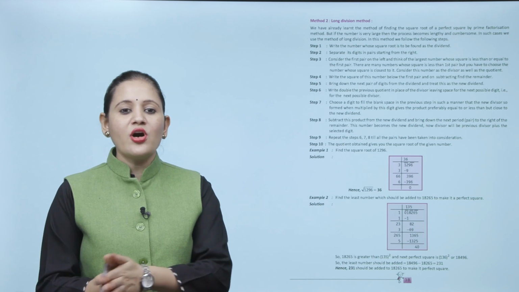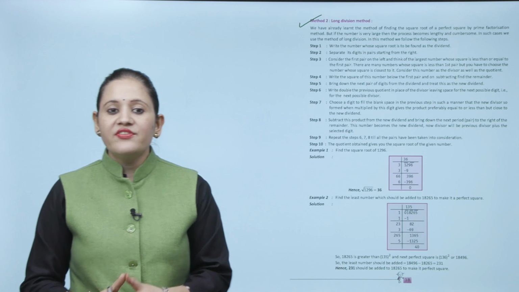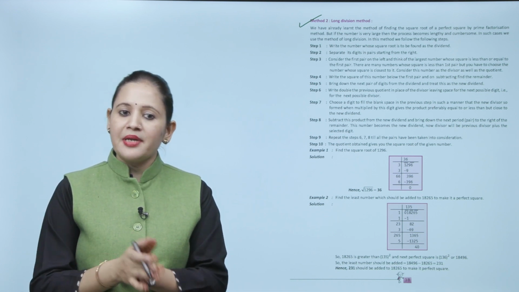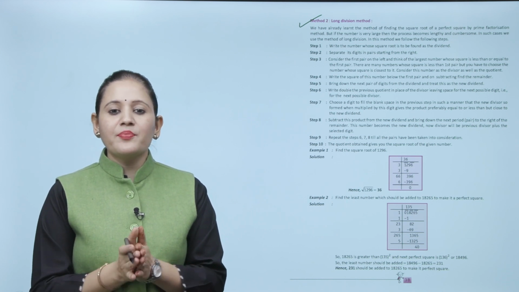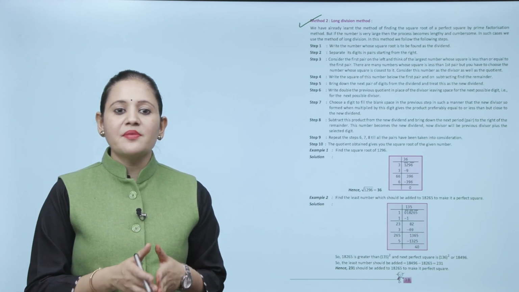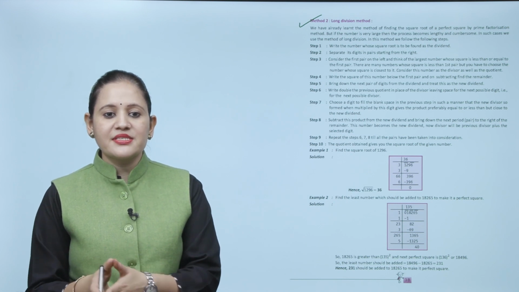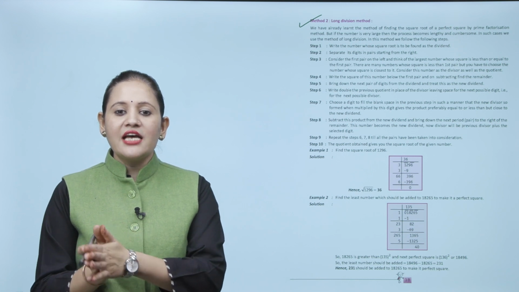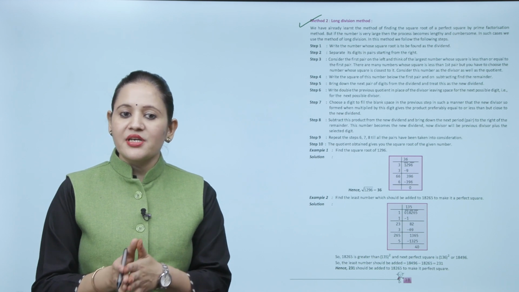Next is method 2, long division method. We have already learned the method of finding the square root of a perfect square by the prime factorization method. But if the number is very large, then the process becomes lengthy and cumbersome. In such cases, we use the method of long division. In the method, we follow the following steps. Step 1. Write the number whose square root is to be found as the dividend. Separate the digits in pairs starting from the right.